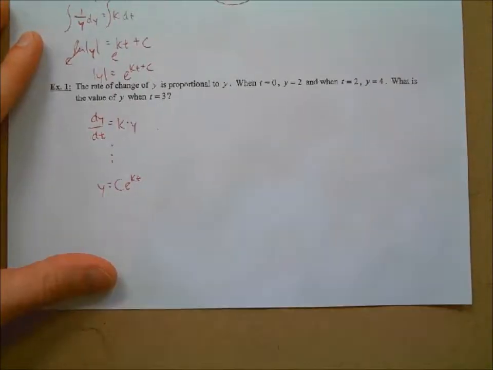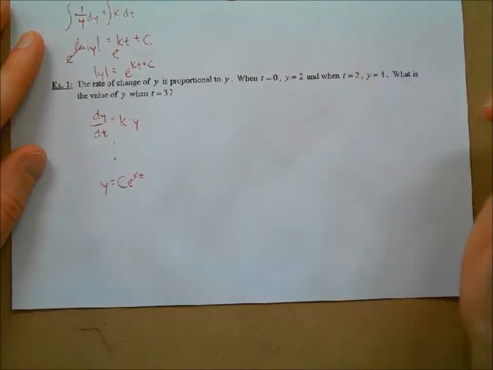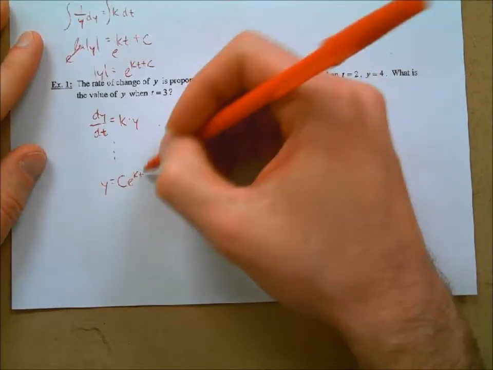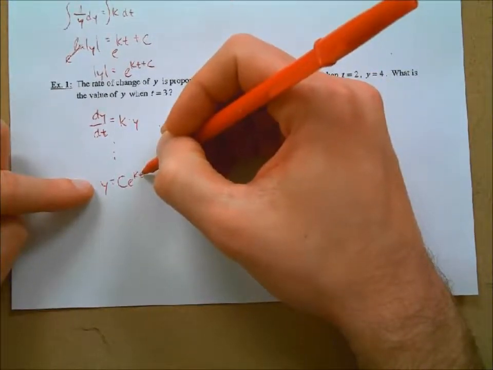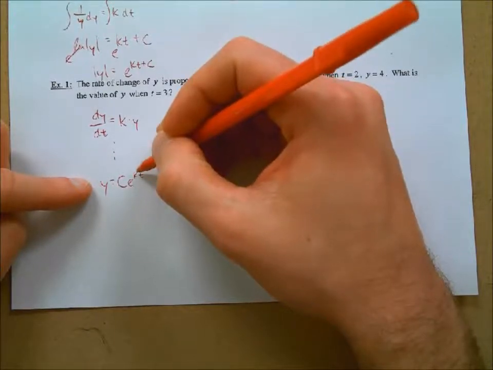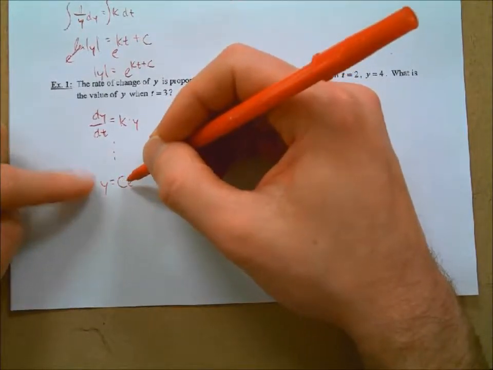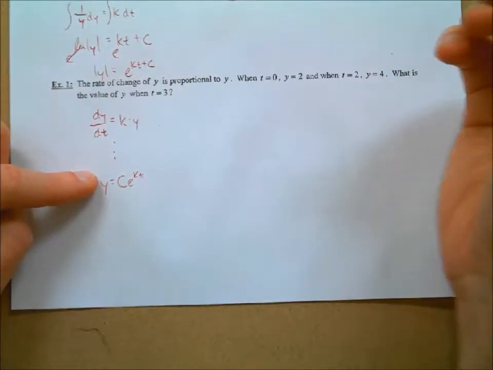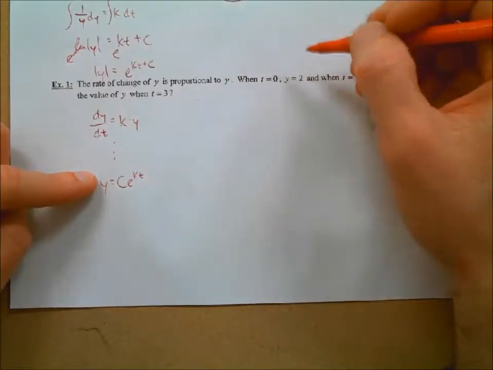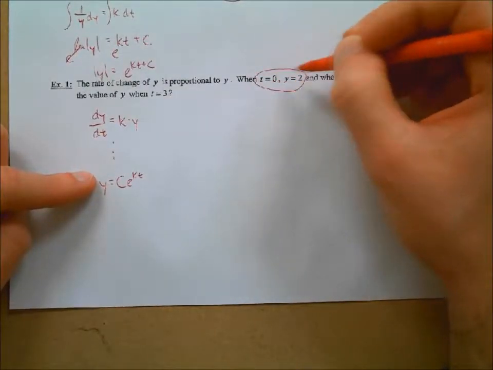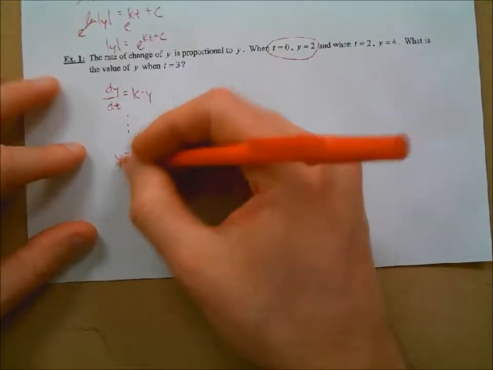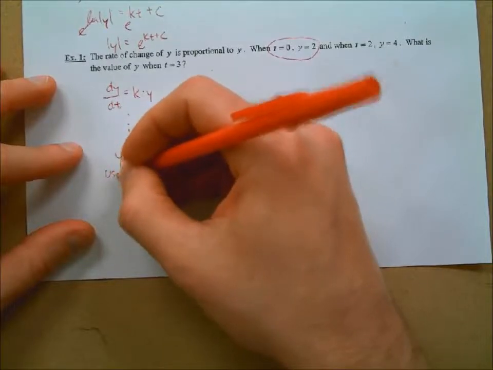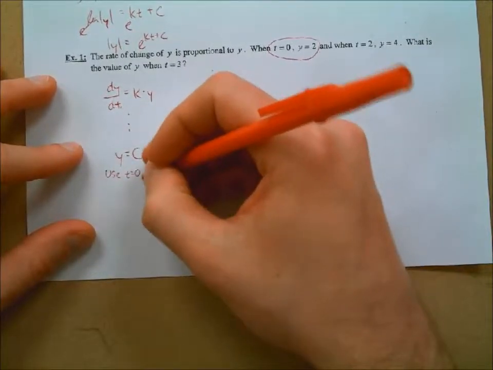Now, that's the solution, but of course we want to know ultimately what is the value of y when t is 3. Well, right now, if I were to plug 3 in for t and I wanted to solve for y, I have a problem, right? Plugging in 3 for t here, I don't know what k is, I don't know what c is. And so we can't solve for y without first figuring out what c and k are and then plugging in 3. So, how can we do that? What other information do we know about this curve? Well, we know when t is 0, y is 2. So, I'll say use t equals 0, y equals 2, like that.